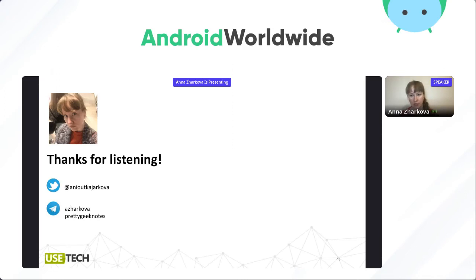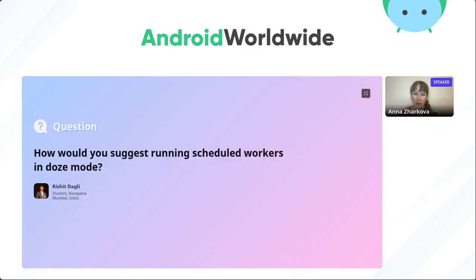Well, I think that I could read it by myself. The first question is, how would you suggest running scheduled work in Doze mode? Well, I think there is a kind of settings that you need to specify in your request, and this information was in the slide. It will be okay. For Doze mode, if you don't need an exact start of your request, you can specify 15 minutes as a minimal interval, or maybe try 1 hour, or maybe 24 hours if you need such an interval.